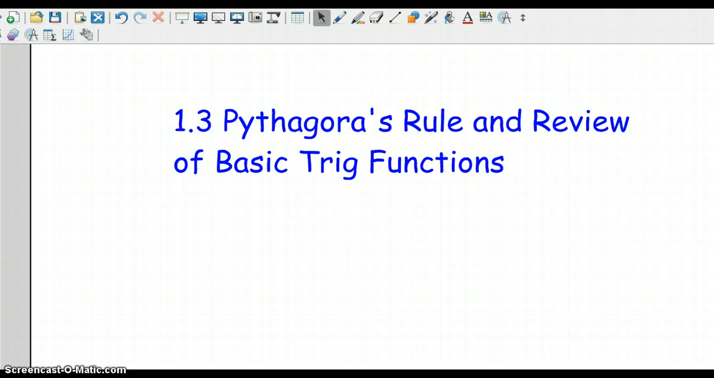Trig is one of the units that we really need to review before we start into the calculus. We are going to have to know it backwards and forwards, front and back. So if we have not already taken time to review our sine, cosine, tangent, today is the time that we're going to get a chance to do that.